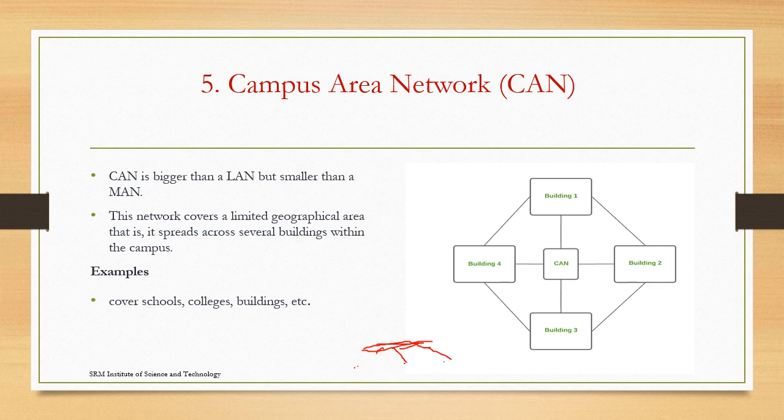And here campus area network means a group of buildings. For example, your computer network lab is available in building 1, your software engineering lab is available in building 2, and some more labs, like artificial intelligence or robotics lab, are available in building 3. So the combination of all these buildings is called a campus area network. Whatever network we are using inside the campus is called a campus area network. So from the word you can tell me the examples, which cover school, college, buildings, office, etc.